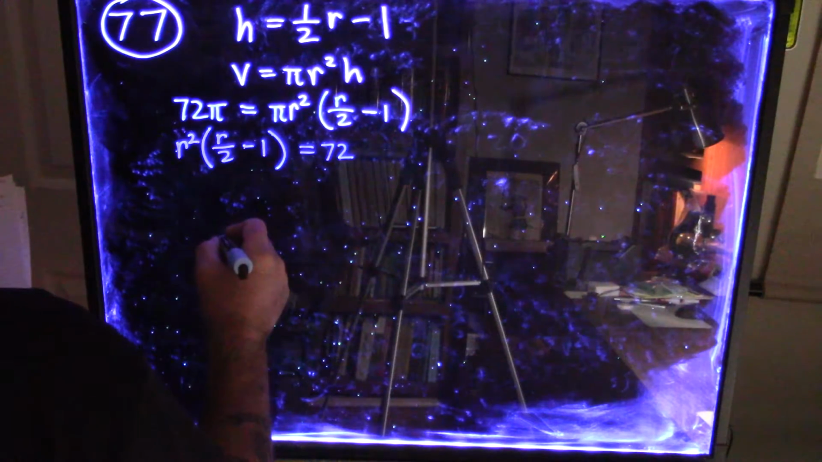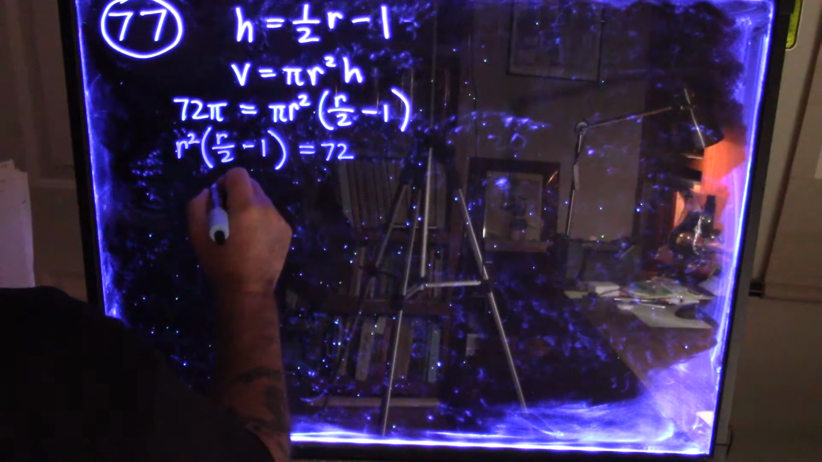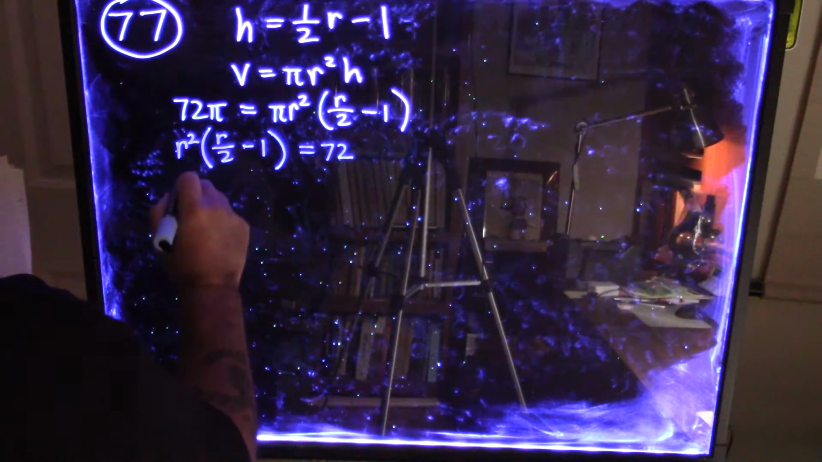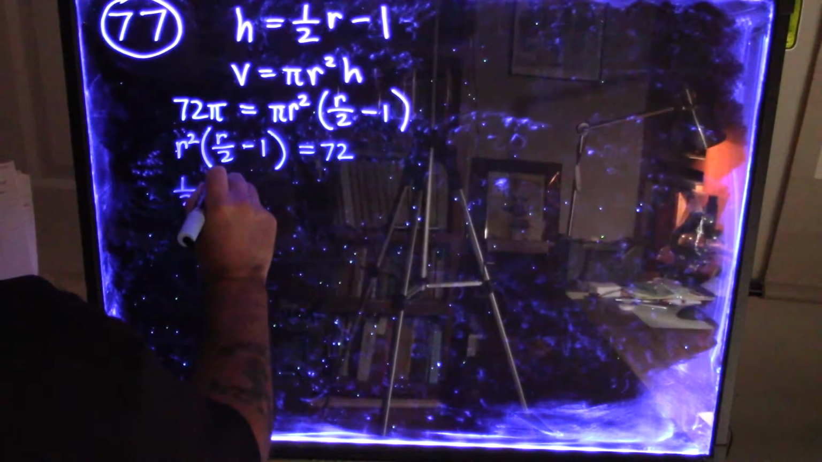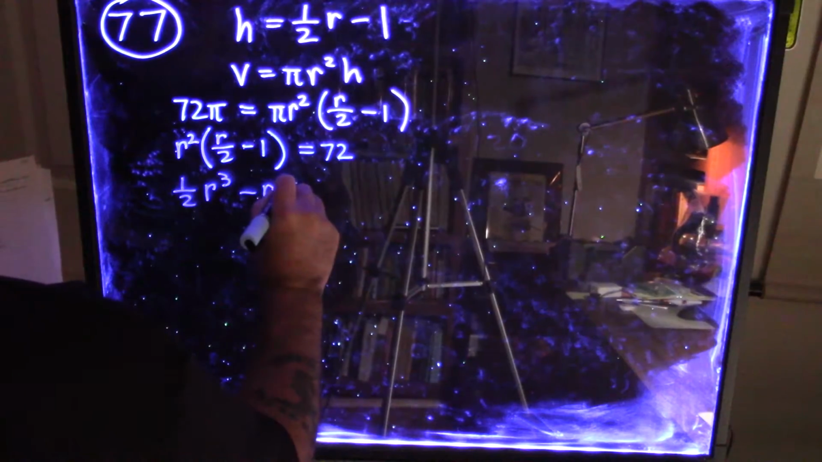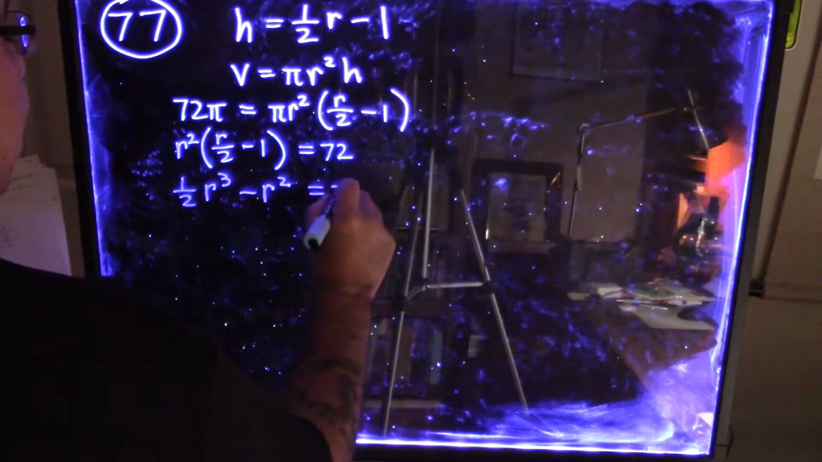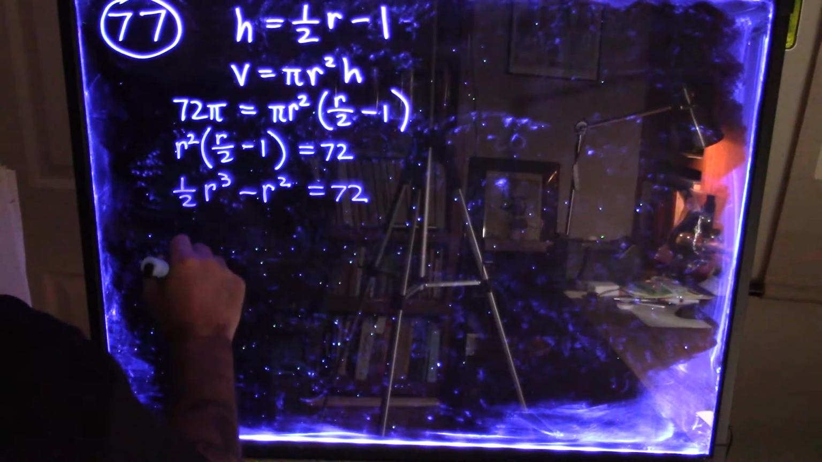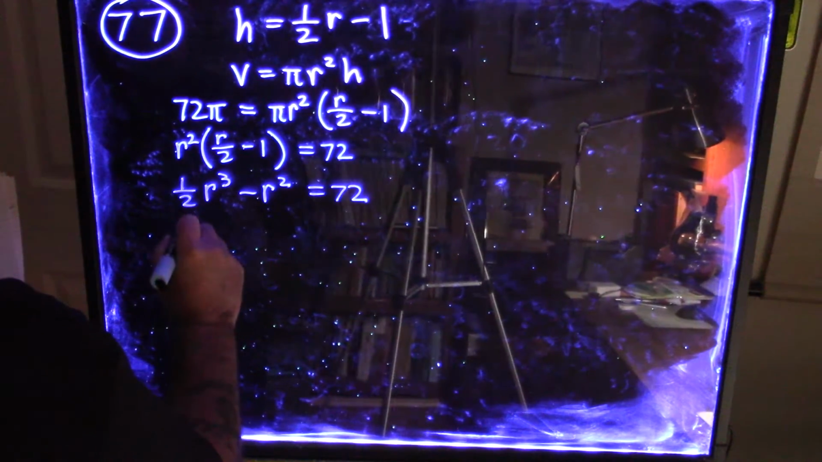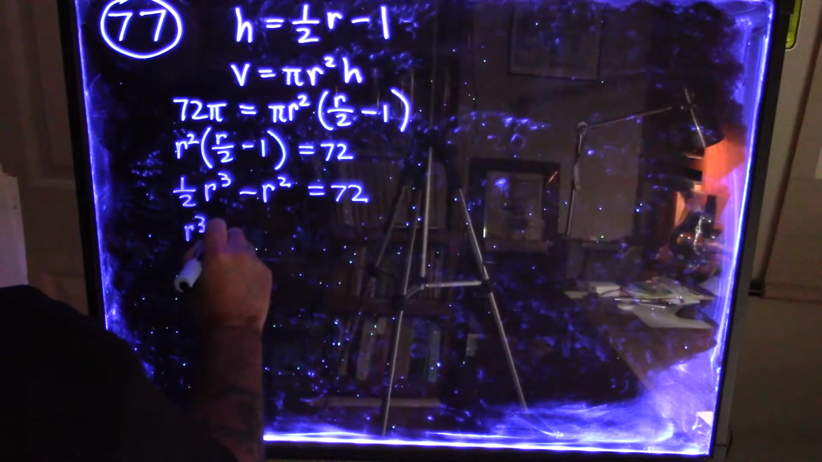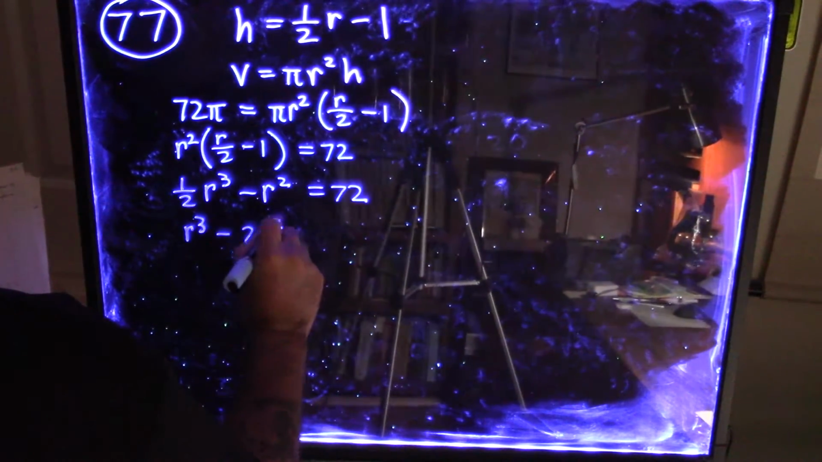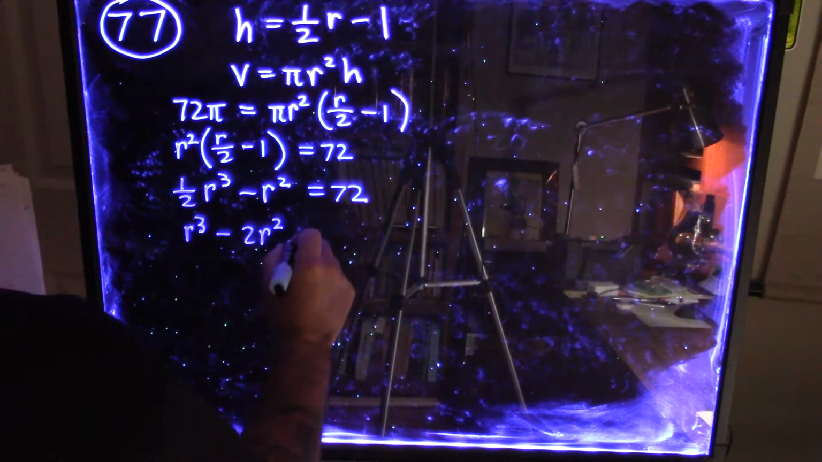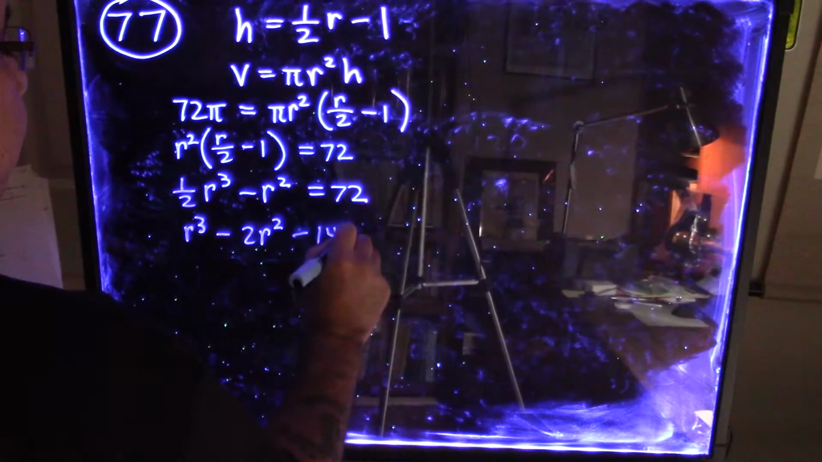So you've got 1/2 r squared times r minus r squared, or 1/2 r cubed minus r squared, if you multiply that through. 1/2 r cubed minus r squared equals 72. And we can clear the fraction by multiplying both sides by 2. So 2 times 1/2 is 1, so that's r cubed minus 2r squared equals 144. And you can subtract 144 from both sides, set it equal to 0, like that.